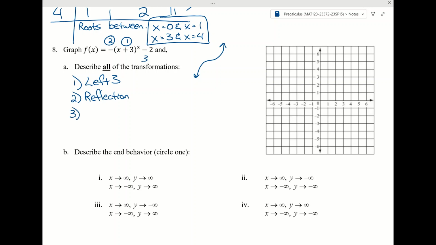And the last thing it does is this -2. What does that do to the graph? Down. Down 2.